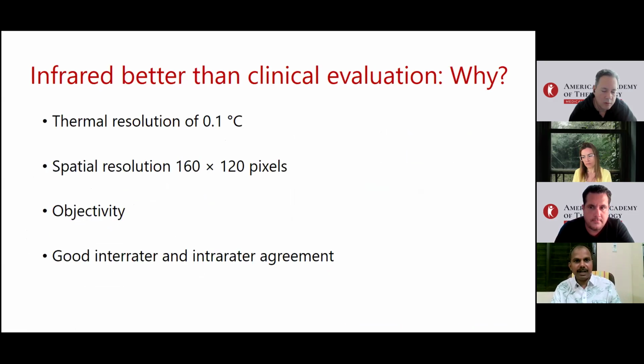So why is infrared imaging better than clinical evaluation? This is because the thermal resolution of the imaging device which we are using is about 0.1 degrees Celsius, whereas even a trained human observer has a lot of difficulty making out temperature differences below 3 degrees Celsius. Infrared imaging can easily show even 0.1 degrees Celsius differences. Similarly, the spatial resolution of these images places it far apart when compared to clinical examination.